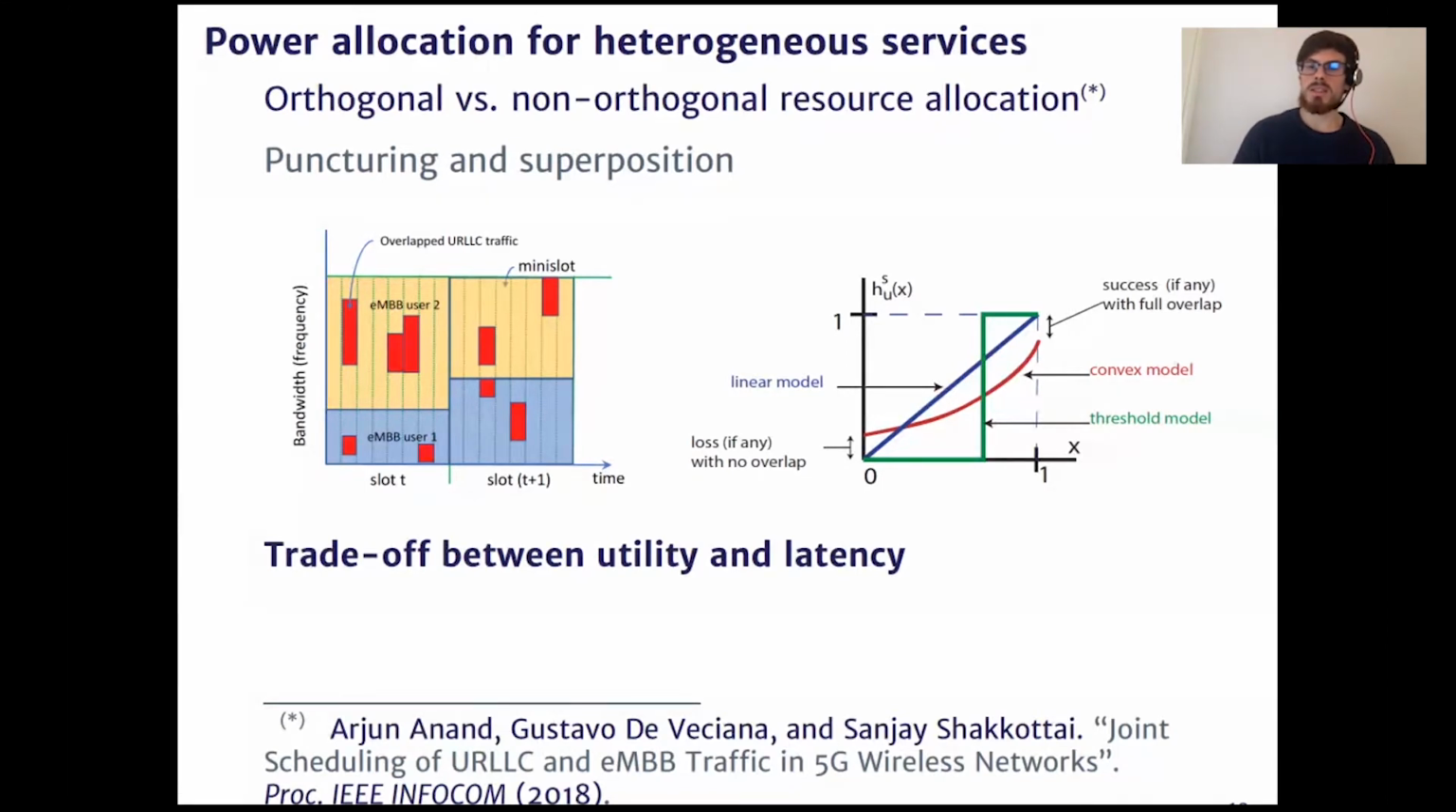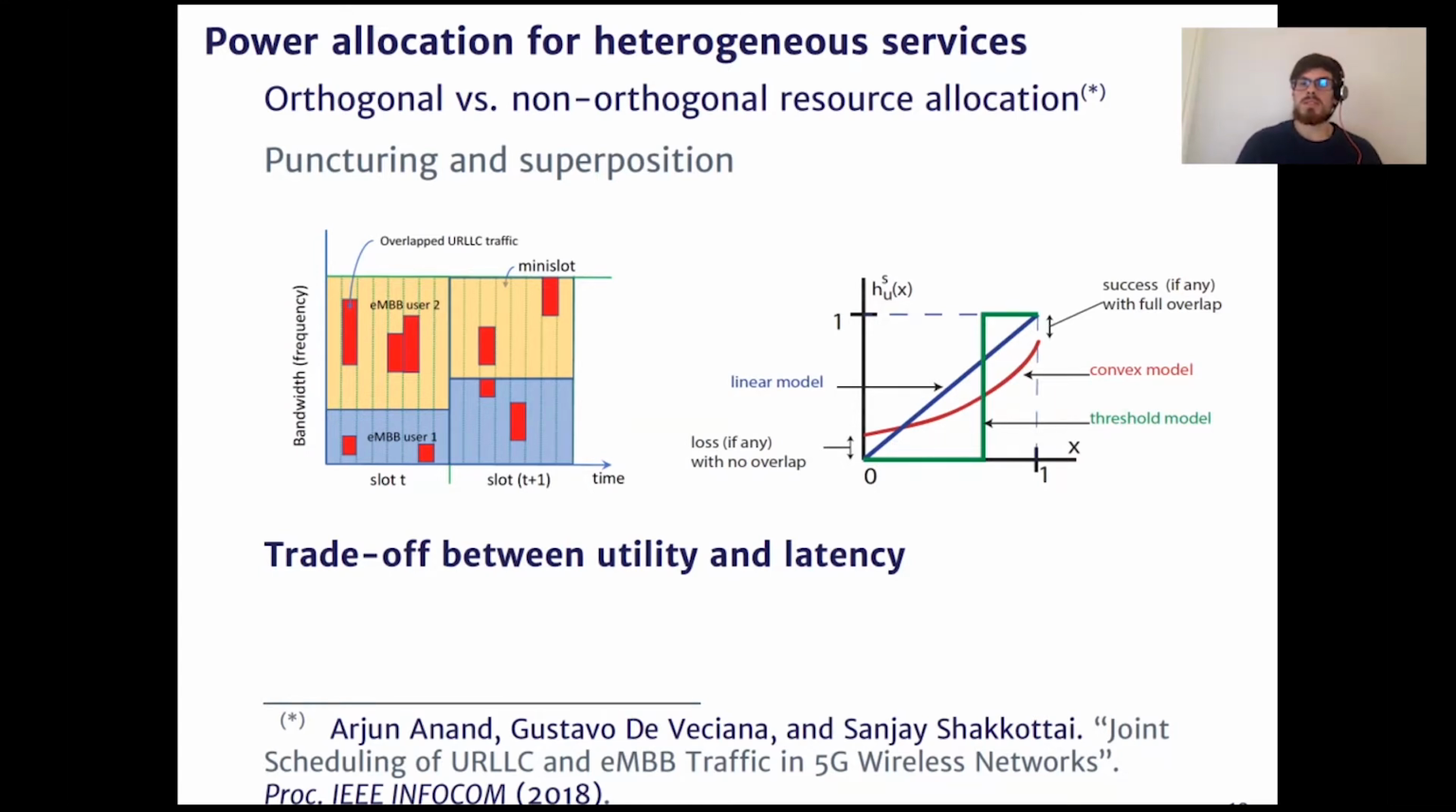And one of the big questions here is how the broadband traffic is affected by this puncturing or superposition. This paper is quite general and employs some functions, linear functions, convex models, and a threshold-based model to assess the losses. And I would recommend a read of this one.